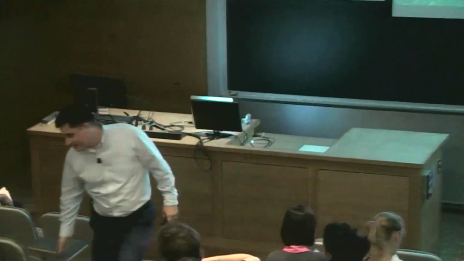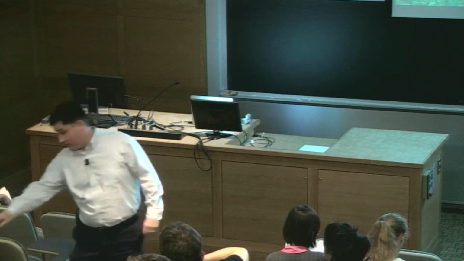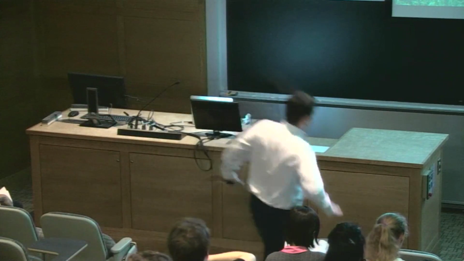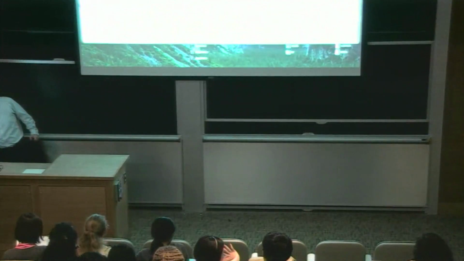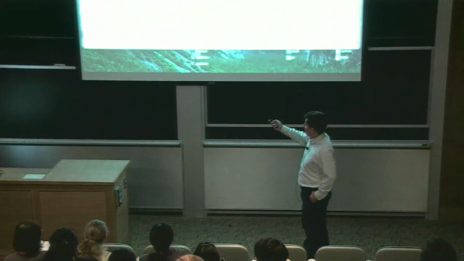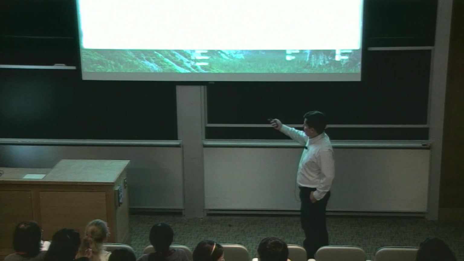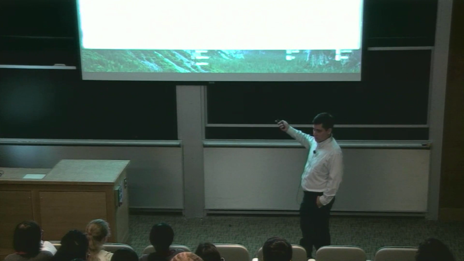Yes? That's the Jacobian. That's the Jacobian of f. That's the derivatives of f with respect to x. Yes, not including derivatives with respect to r, just derivatives with respect to x. So this is the Jacobian of f, right? The derivatives of f with respect to x. The determinant of that will be 0 at the bifurcation point.